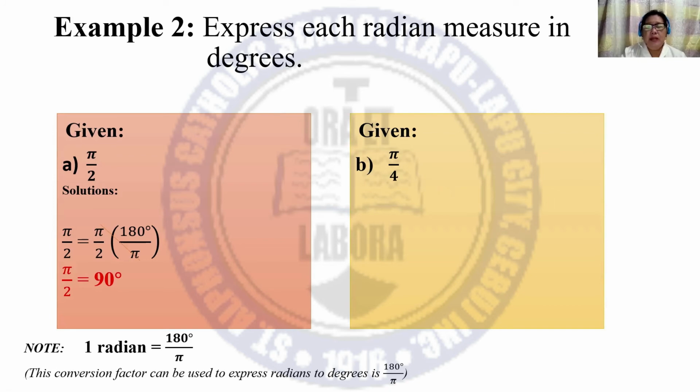So to express pi over 4 into degrees, we have to multiply pi over 4 by 180 degrees over pi, so that you can cancel pi, and what is left is 180 degrees over 4. And dividing 180 by 4, the result is 45 degrees. Meaning pi over 4 is just simply equivalent to 45 degrees.